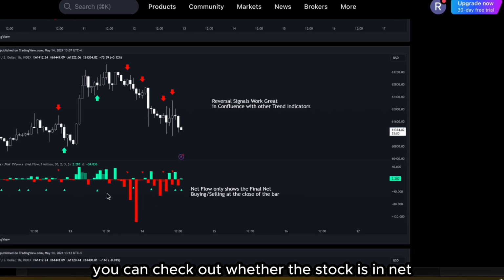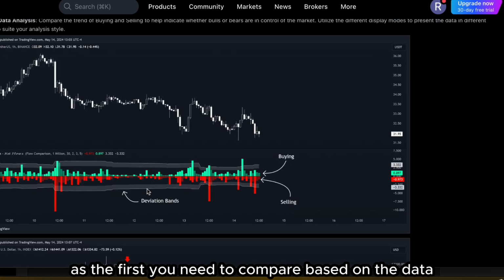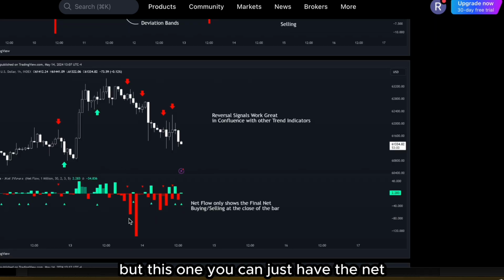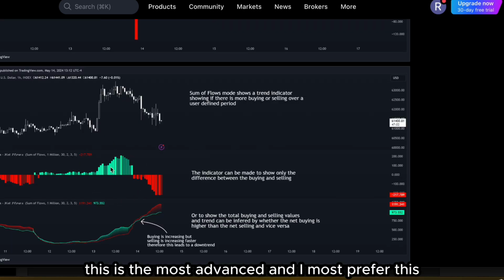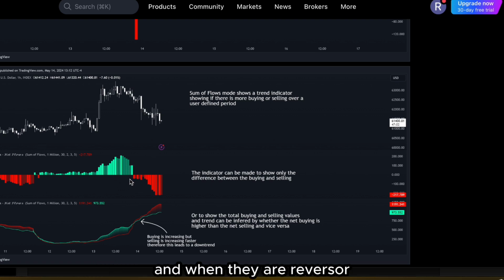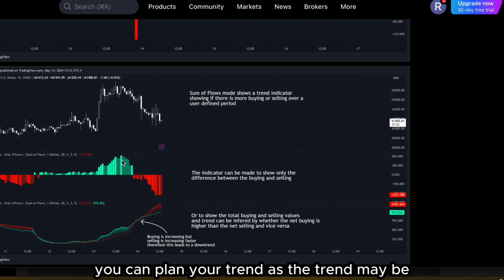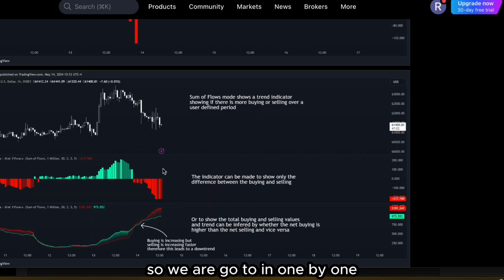Basically, you can check whether the stock is in net buy or even net sell. This is more convenient compared to the first, as for the first you need to compare based on the data, but with this one you can just have the net so that you can plan your strategy. And lastly, this is the most advanced and I most prefer this. Basically, it will show the sum of the flow, and when they reverse, you can plan your trade as the trend may have a reversal. So we'll go through it one by one.